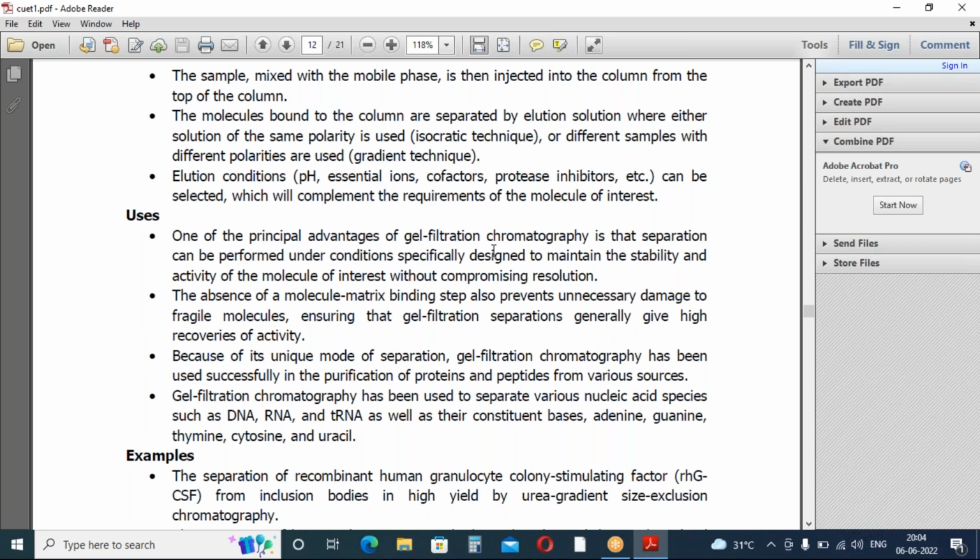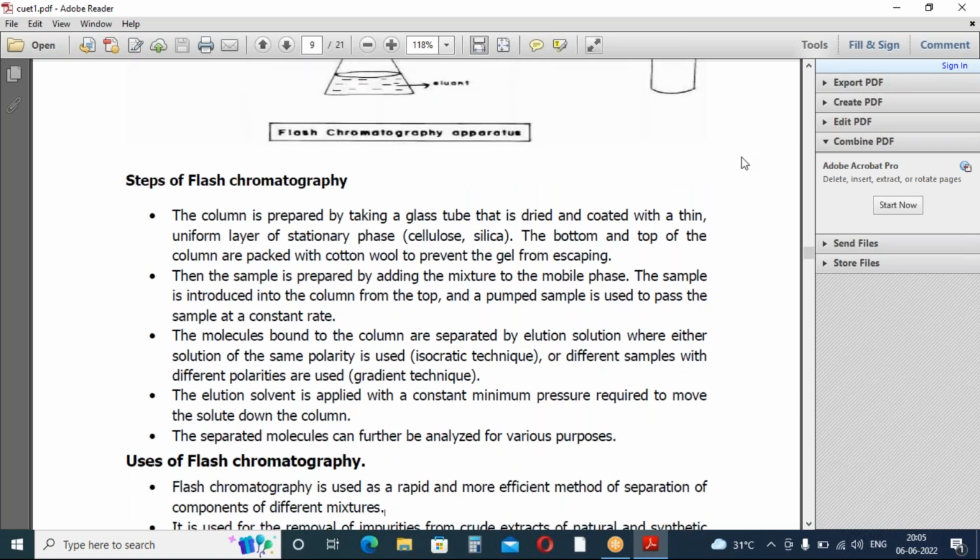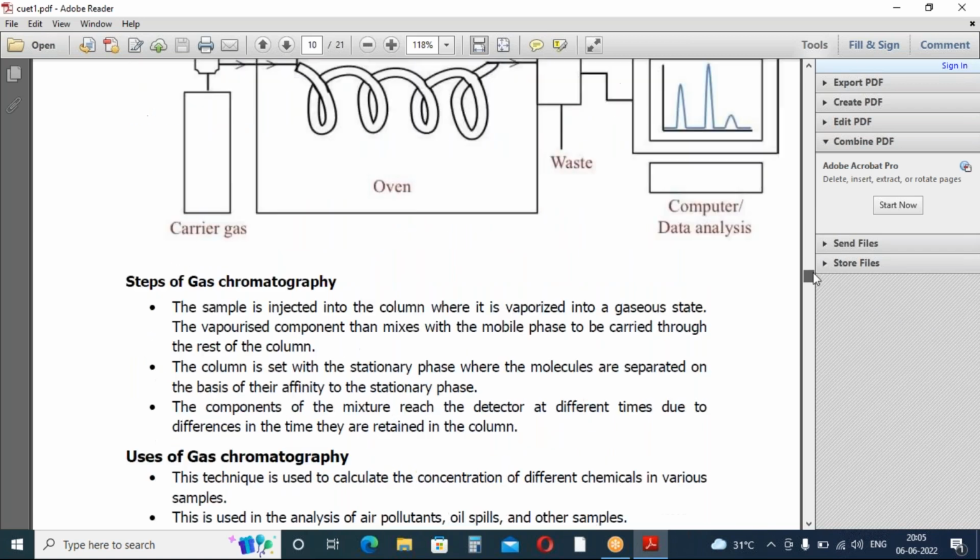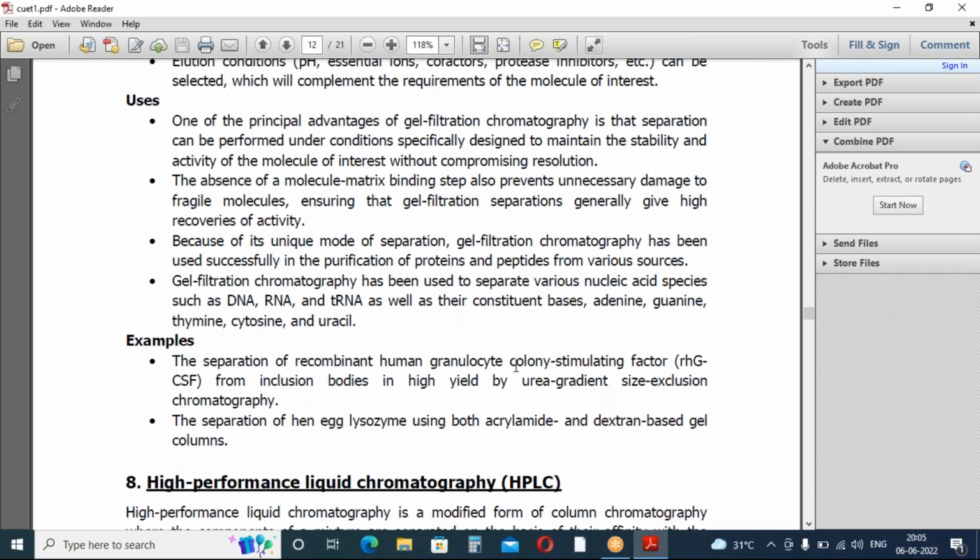This is mainly used for nucleic acid separations like DNA, RNA, tRNA, containing different types of bases, and they are mainly separated by using this gel filtration chromatography. And what are the examples? This is used for the separation of recombinant human granulocyte colony stimulating factor from the inclusion bodies, and this is mainly based on the size exclusion process. Understood here?